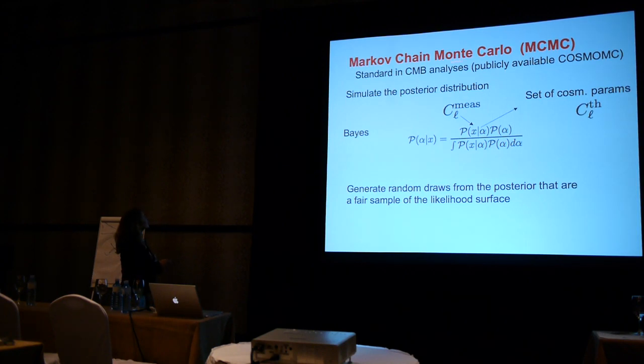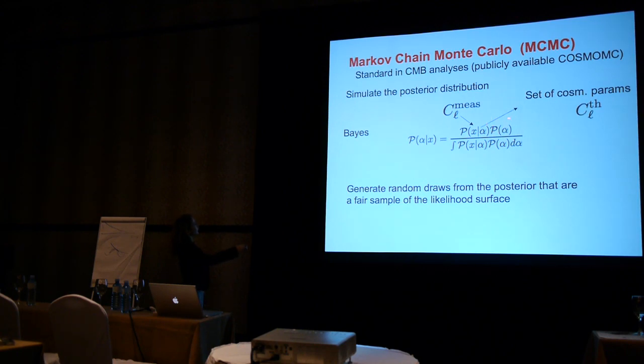So again, this is standard in CMB analysis in publicly available cosmology codes. The idea is that you want to simulate the posterior distribution. Let's go back to Bayes' theorem, where the probability of the data, I now wrote it this way, but you shouldn't be worried, because if you think about it, this is exactly what you're going to get. This is your prior, alpha is your set of cosmological parameters. If you're thinking of the cosmic microwave background, the cosmological parameters are what gives you the theory CLs, and your data are the measured CLs. This bit is the likelihood.